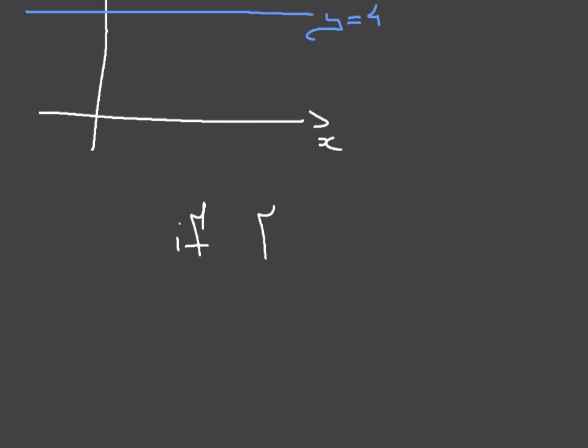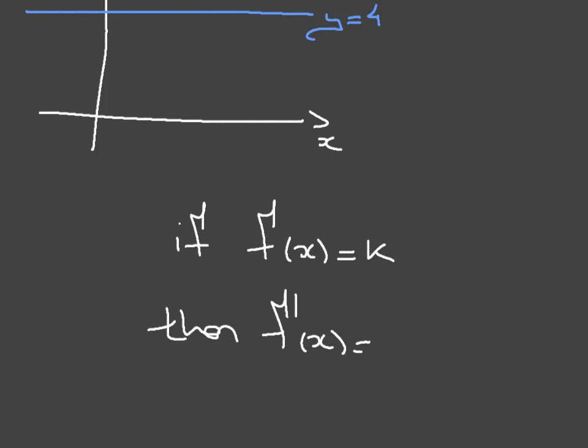If f of x is equal to just some number k without any x's there, then the derivative, f dash of x, is always going to be equal to 0. And there you go. You've just learned how to differentiate constants.